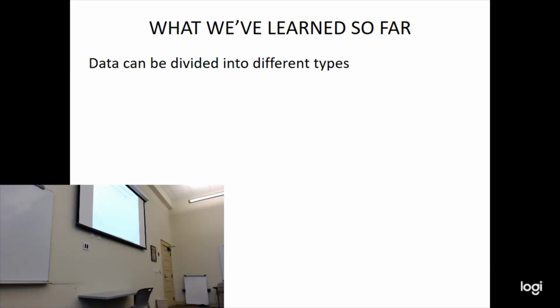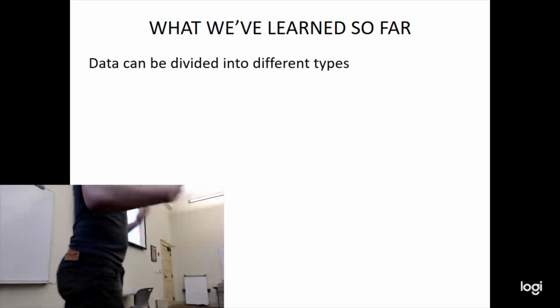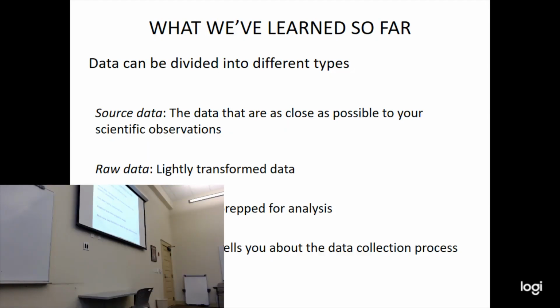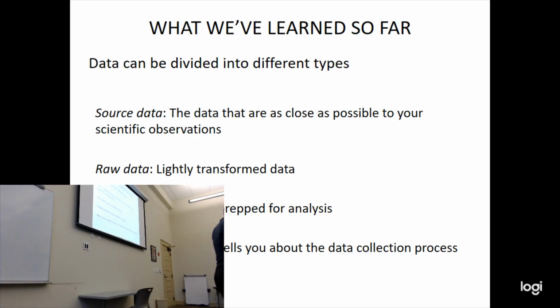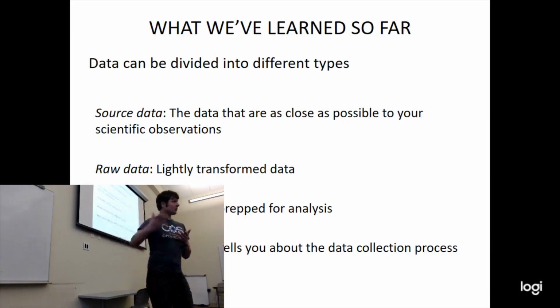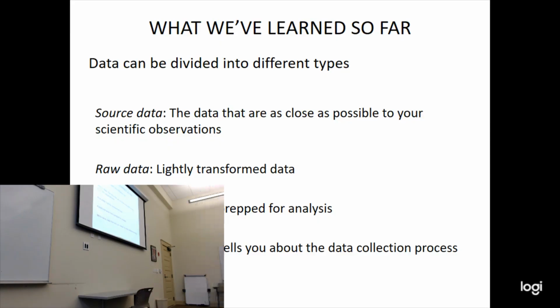So we also talked a bit about the different types of data that you have in a scientific project. So I made the distinction between source data, which is as close as possible to the thing that you want to observe. So that might be pictures, videos, it could be actual paper copies of surveys, as close as you can get. Raw data is very likely a transformed version of that source data. So it might be numbers that are used to represent the videos, or transcriptions of written surveys.